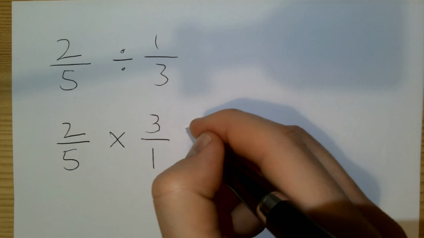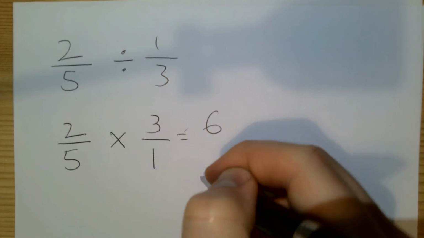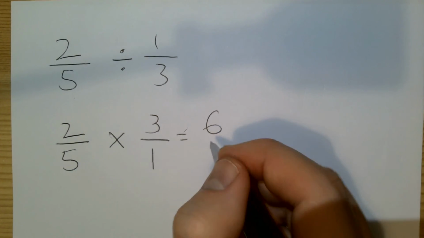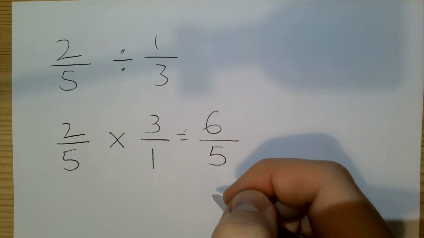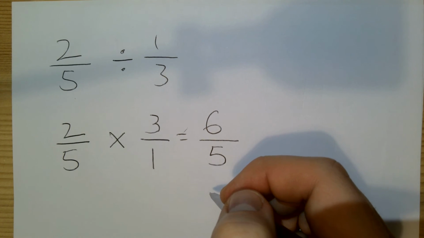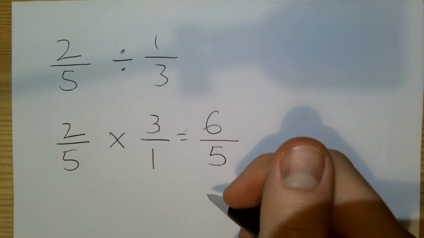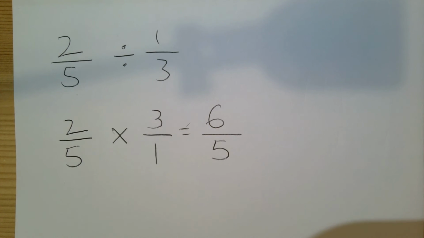And then it turns into a nice multiplication one. Multiply the numerators, 2 times 3 is 6. Multiply the denominators, 5 times 1 is 5. That's it, 6/5. It's a top heavy fraction, so it's more than 1, but that's fine, it's a perfectly good answer. Okay, I hope you got that one right. One more example for you to have a go at on the video then.